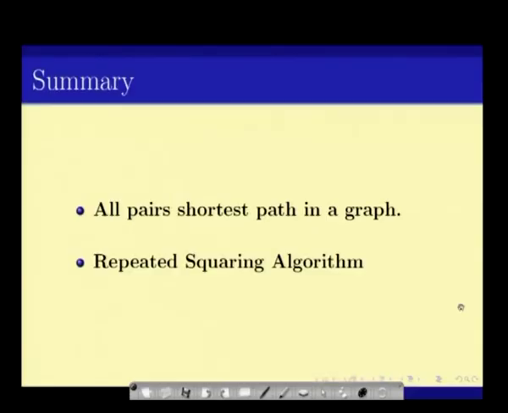So, today we looked at the all pair shortest path problem, and we looked at another dynamic programming algorithm for solving the all pair shortest path, namely the repeated squaring algorithm. In the next few lectures, we will do more dynamic programming.